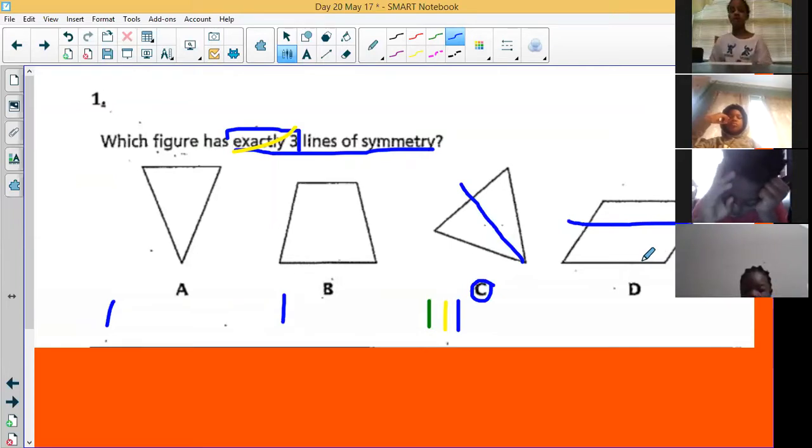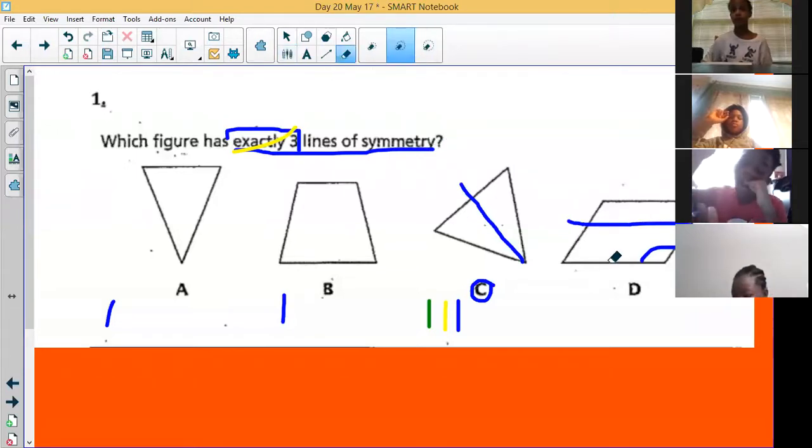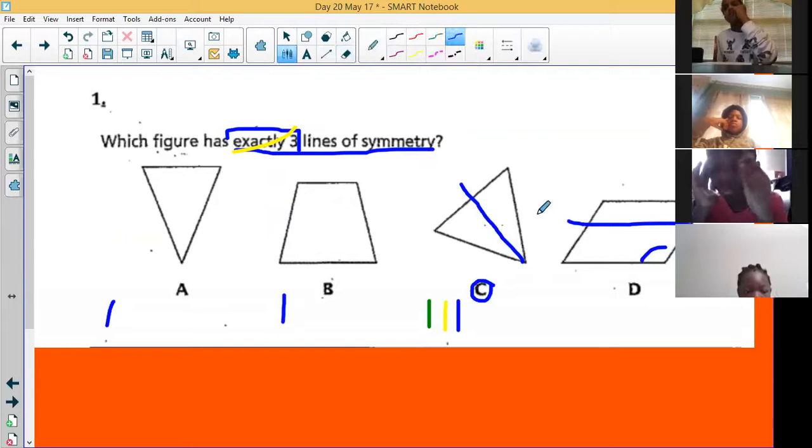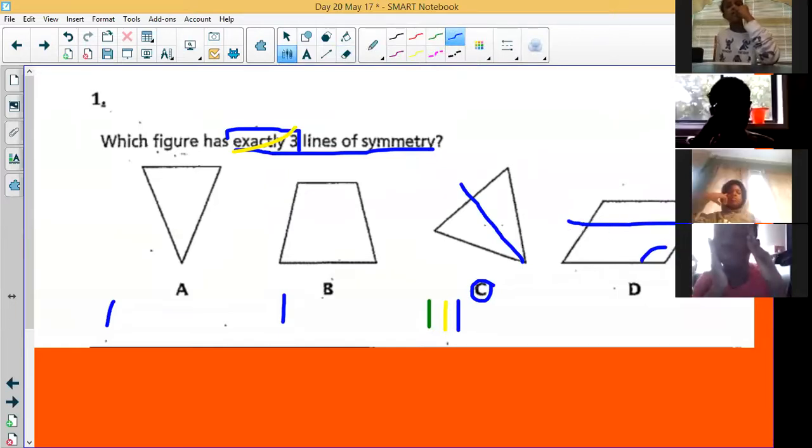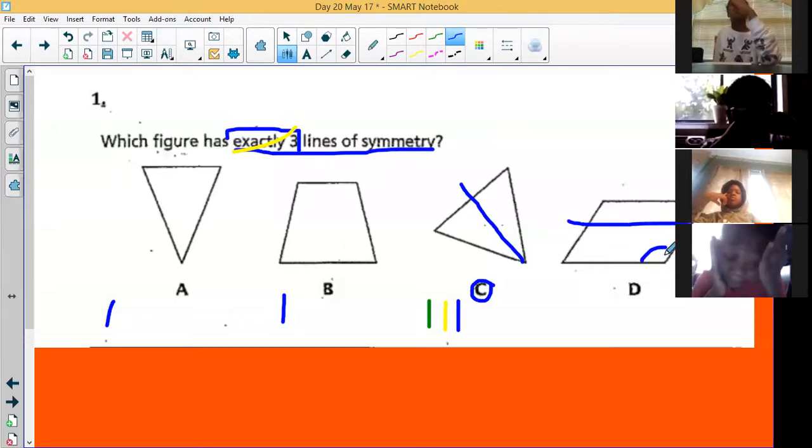What kind of angle is this right here? Daniela, what type of angle is that? Obtuse. It's an obtuse angle. So if I fold it on this line, I have an acute angle on an obtuse angle. Are they the same?